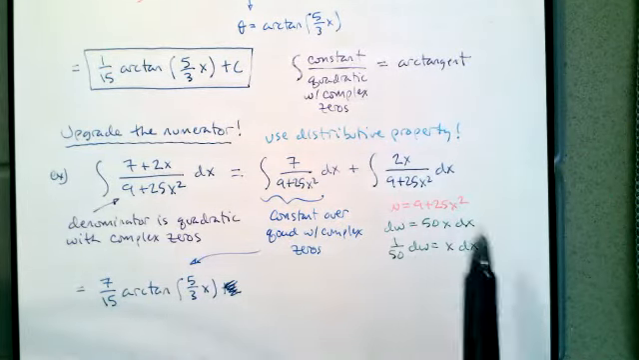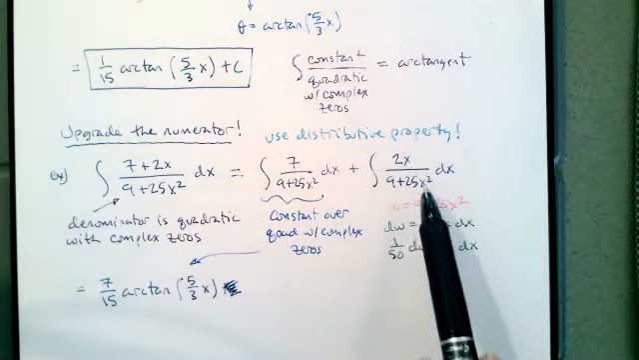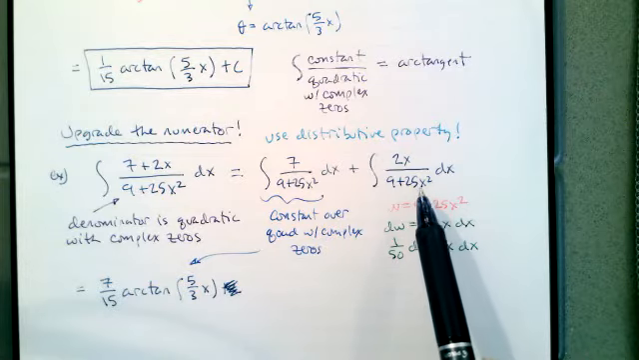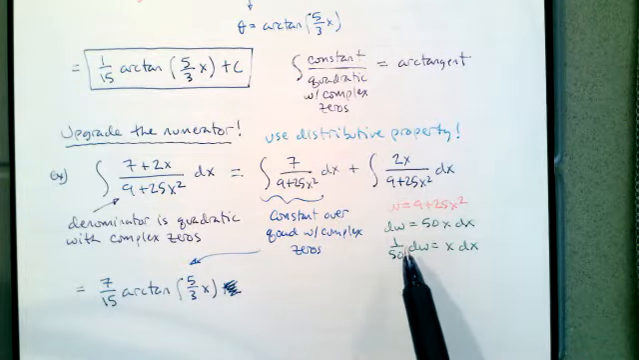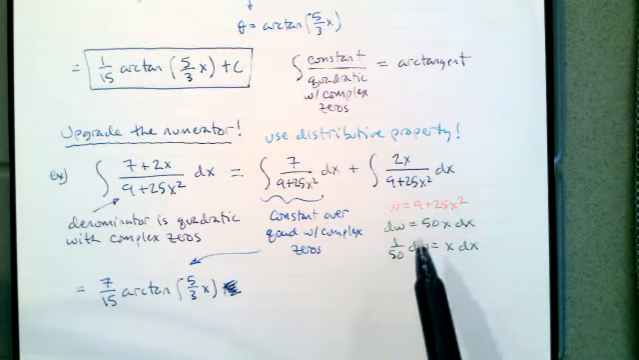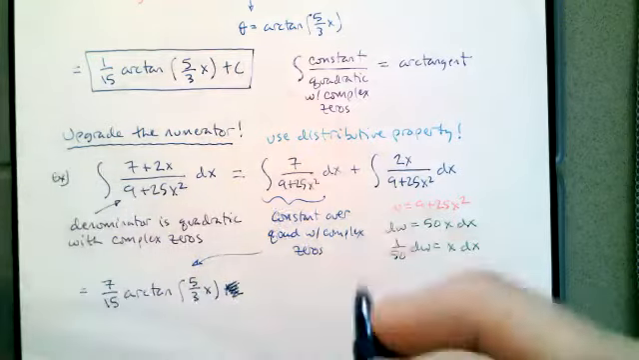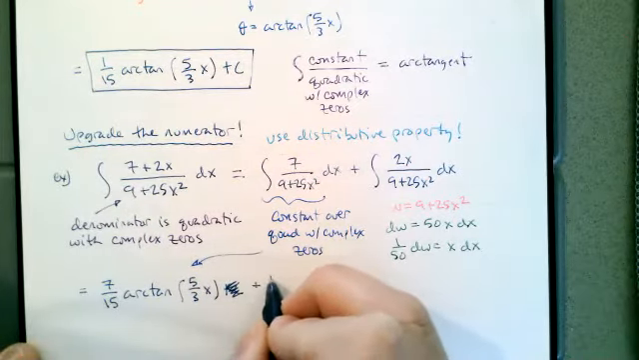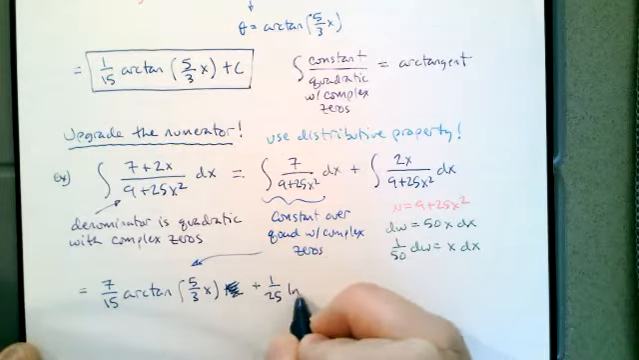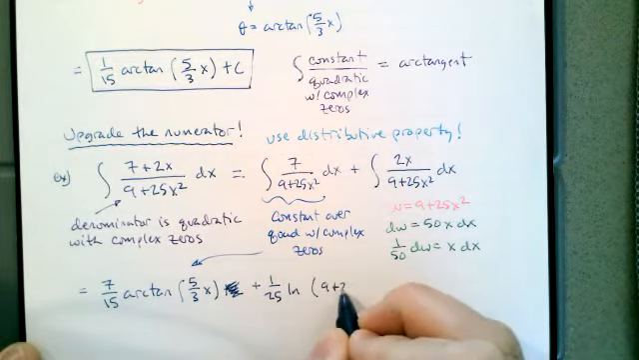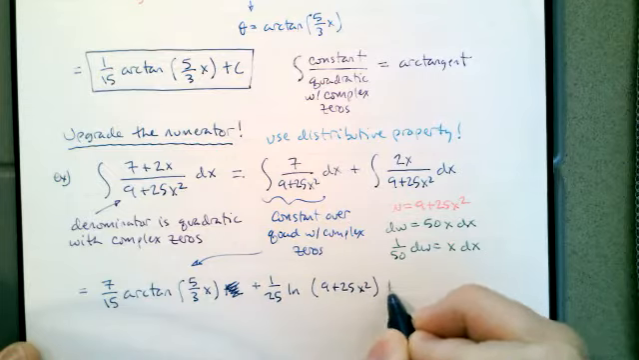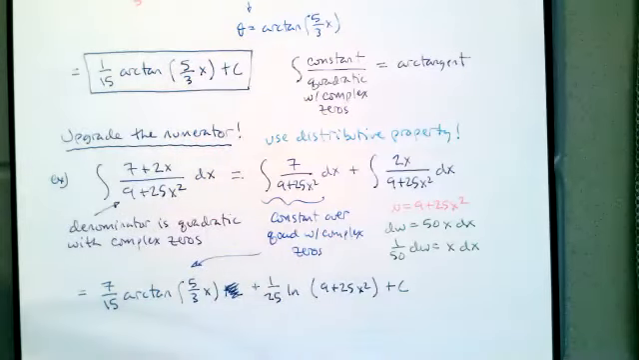And what we're noticing now is that a linear over a quadratic with complex zeros is going to lead to natural logs. So we're going to have 1/50th times 2, so 2/50ths or 1/25, plus 1/25th, the natural log of 9 plus 25x squared plus c. And so that's our new thing. A linear over a quadratic with complex zeros gives us natural logs.